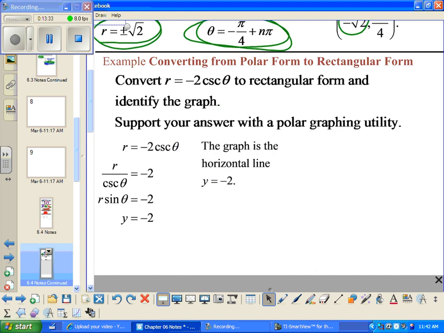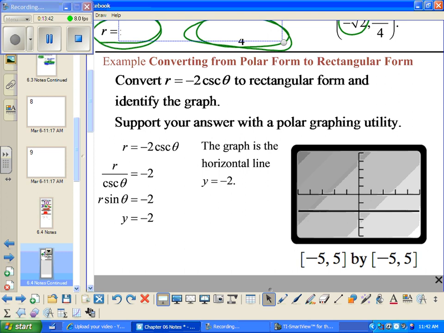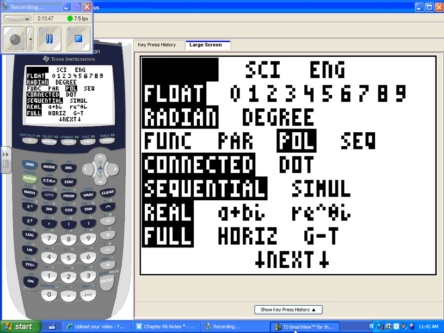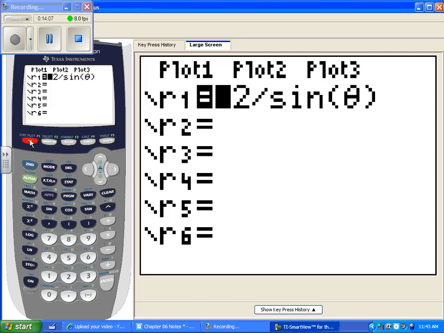At y equals -2. Now, we want to support our graph using a polar graphing utility, so we know it should look like a horizontal line. Well, on your graphing calculator, you'll have to go into mode. Now, instead of going to function, or instead of going to parametric like we did in the last chapter or section, I'm going to go over to polar. I want to use my polar grid, and then if I go to y equals, I type in what they gave me. -2 cosecant theta, well, that's the same as -2 divided by sine theta.